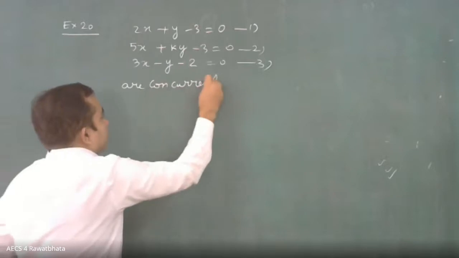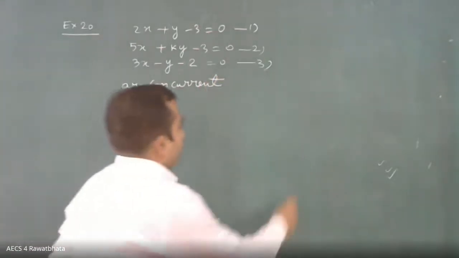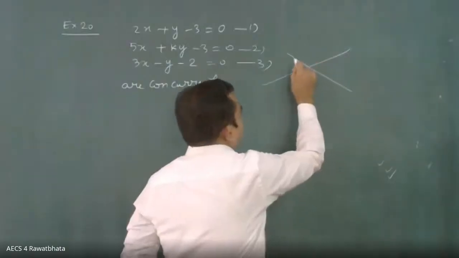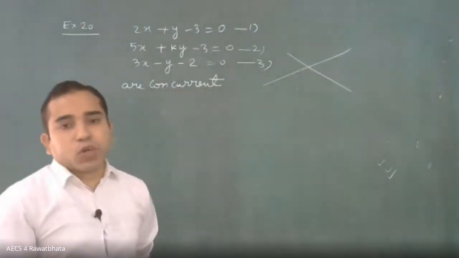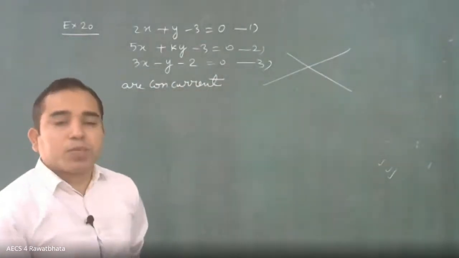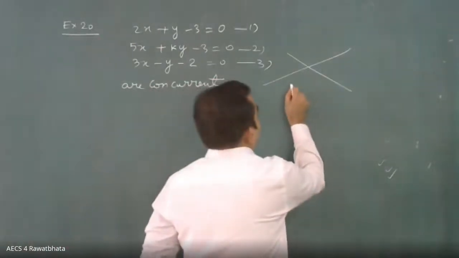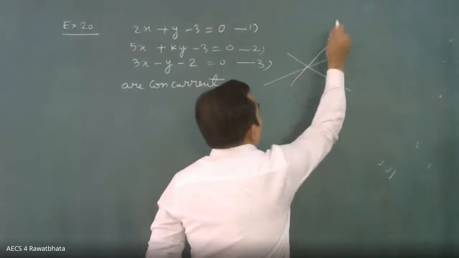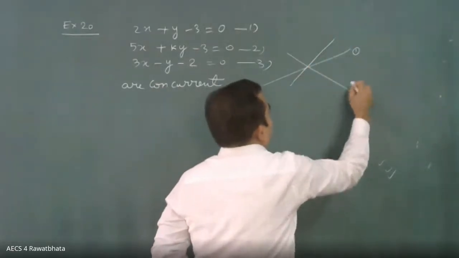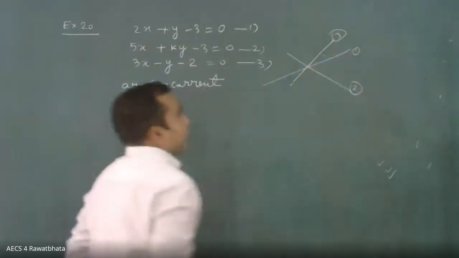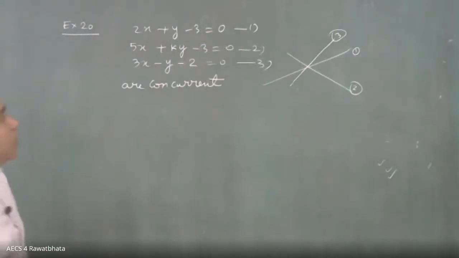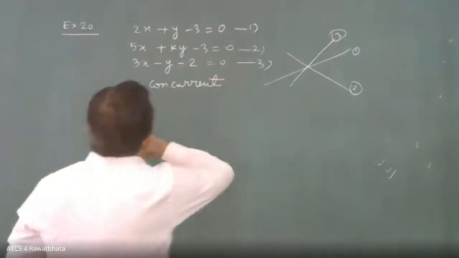Concurrent means what, Gauravi? All the lines meet at a point. Right. See, two lines either will intersect or they will not intersect. Suppose they intersect, and the third line also passes through the same point of intersection. Like this, this is line 1, this is line 2, this is line 3, suppose. Then we say the lines are concurrent. This is the meaning of concurrency. Then I have to get the value of k.